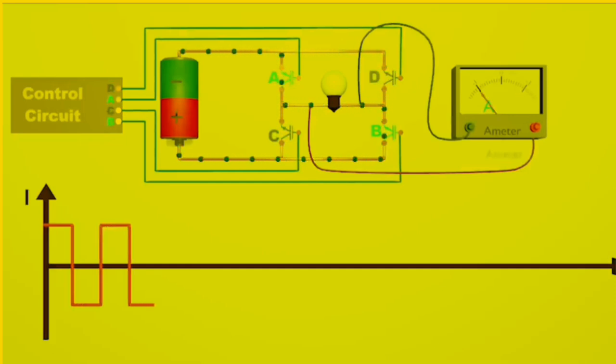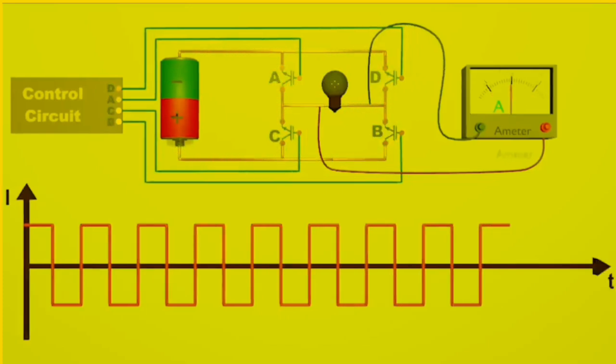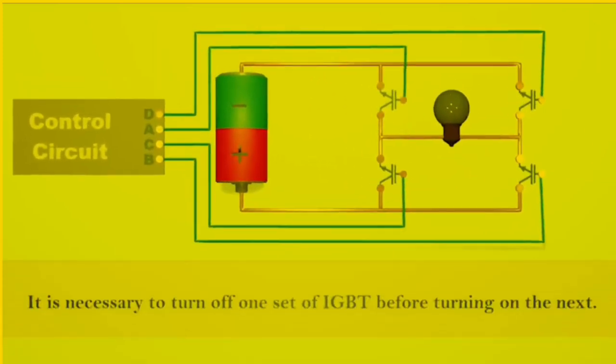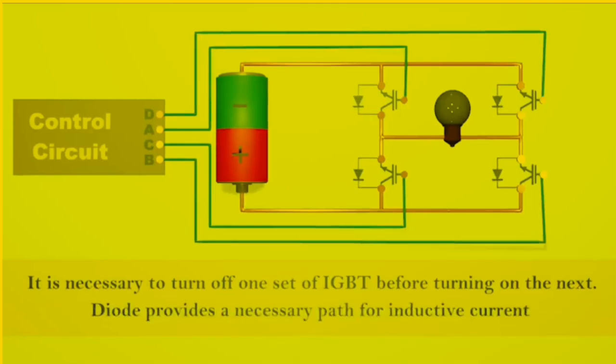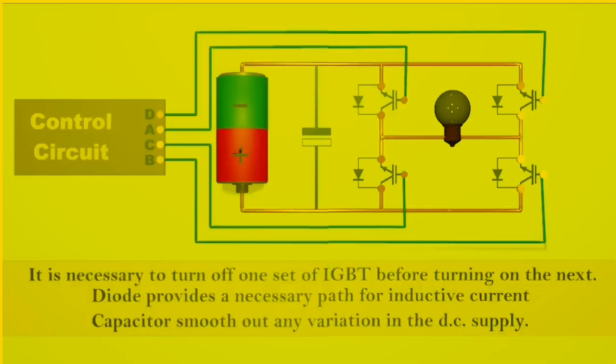Even though we converted the DC to an AC square wave, it's not at all like the AC sine wave supplied to our homes, which varies much more smoothly. To avoid damaging the IGBTs with short circuits when changing polarity, it is necessary to turn off one set of IGBTs before turning on the next. During the transition, all the IGBTs must go off at one point. We normally use a diode with an IGBT to provide a necessary path for inductive current in order to limit potential voltage buildup during the transition period. We can use a capacitor to smooth out any variation in the DC supply.